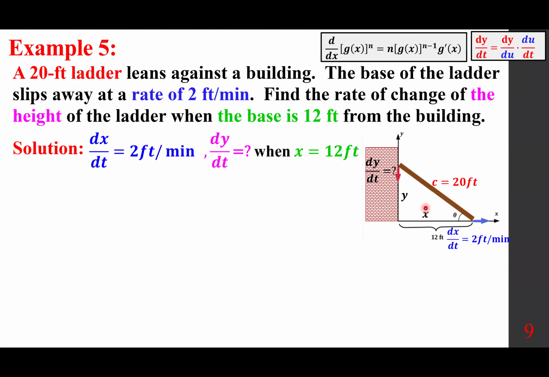Now, according to the Pythagorean theorem, a squared plus b squared equals c squared, because this is a right triangle. So x squared plus y squared equals 20 squared.